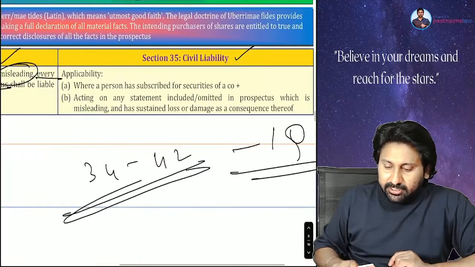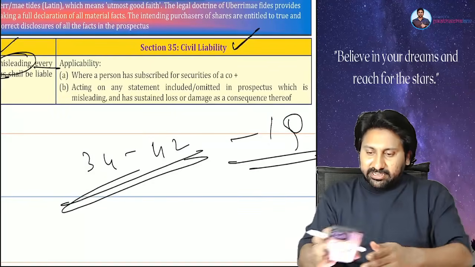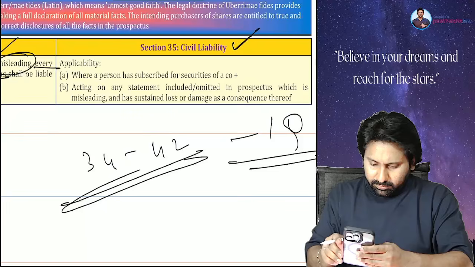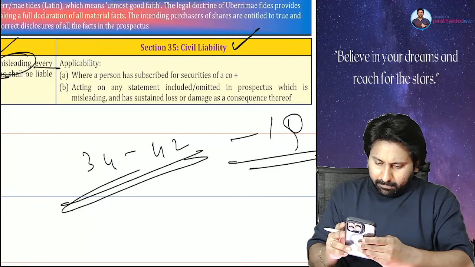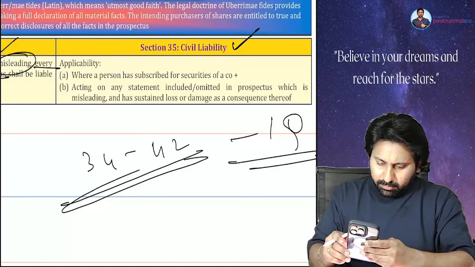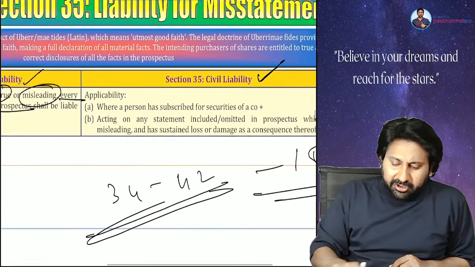Next, civil liability. Okay, one second. Okay, see here, 34 completed.